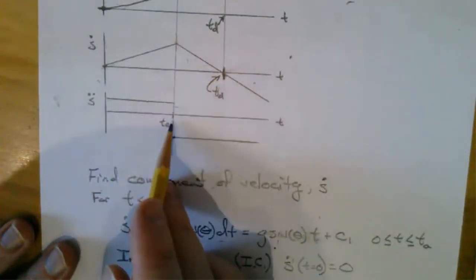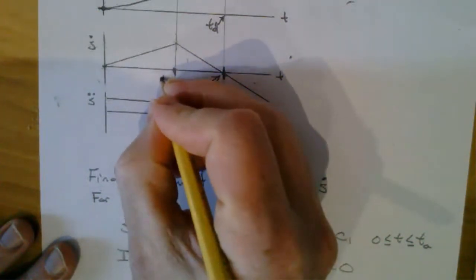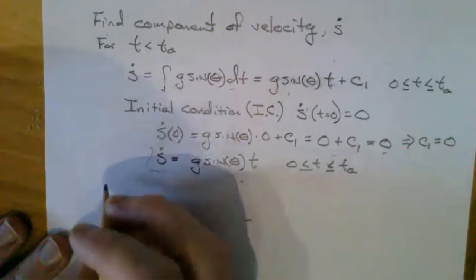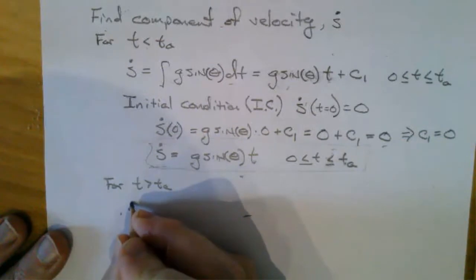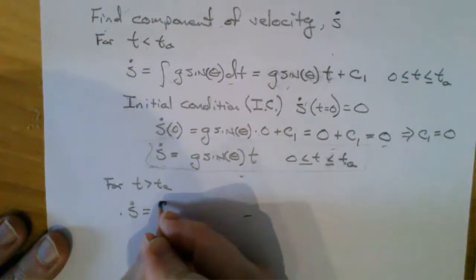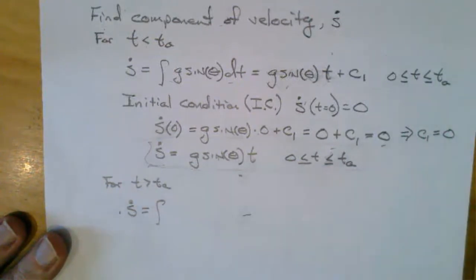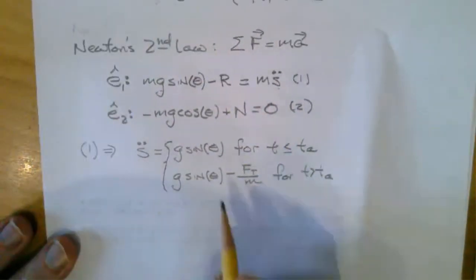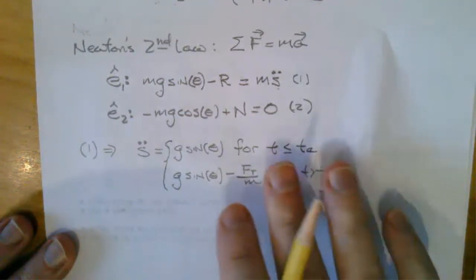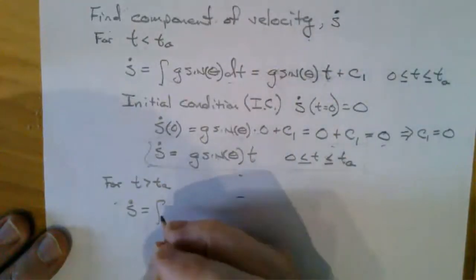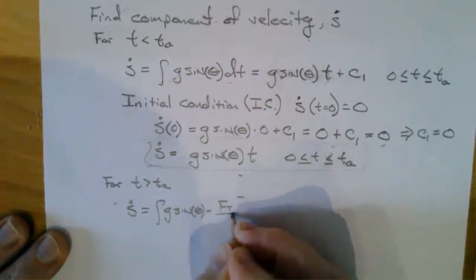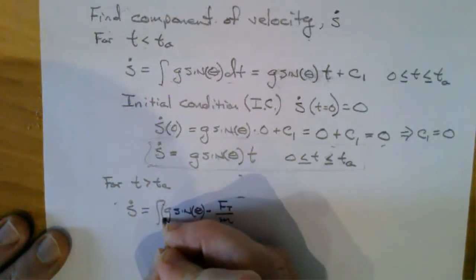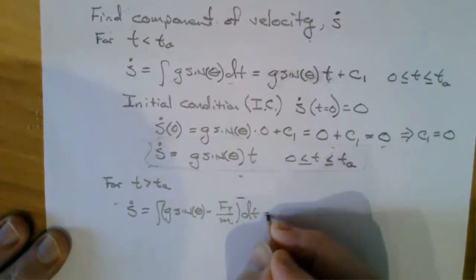So let me do the other time interval. Let's consider what happens after time ta. Here's time ta, right? What's happening after time ta? Let's work out that one as well. So for t bigger than ta, we've got s dot is equal to the integral of s double dot. But the integral of s double dot is now going to be g sine theta minus ft over m. So let me write that down. g sine theta minus ft over m. I'm integrating all of this with respect to t.